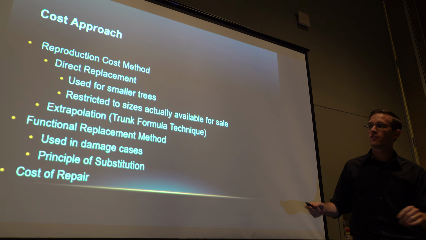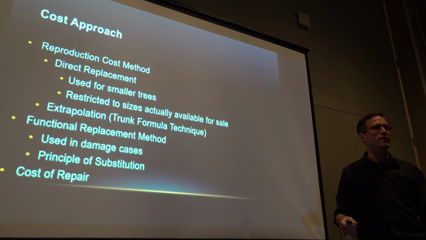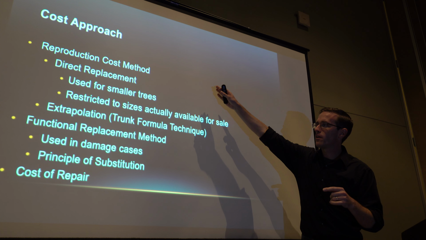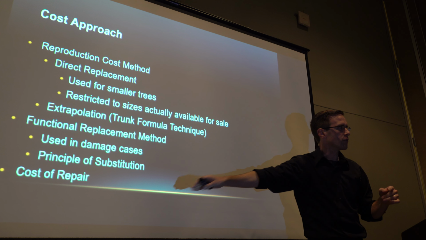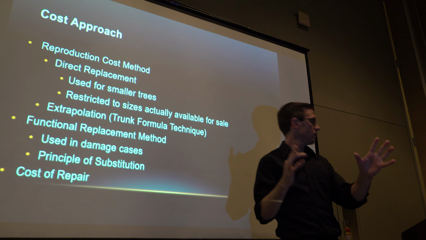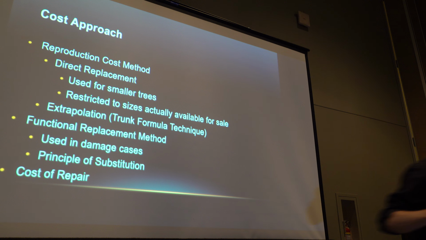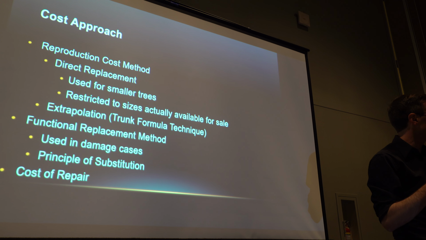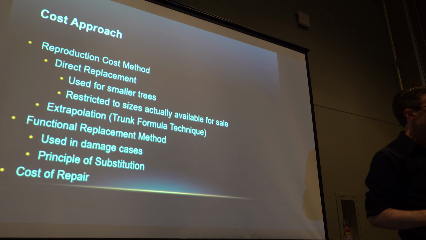Now within the cost approach, there's a number of different methods. I'm going to go over three of them: reproduction, functional replacement, and cost of repair. Reproduction asks the question, how much would it cost to create an identical copy of the thing that you're appraising, an identical copy, like for like, same species, same size, same everything.